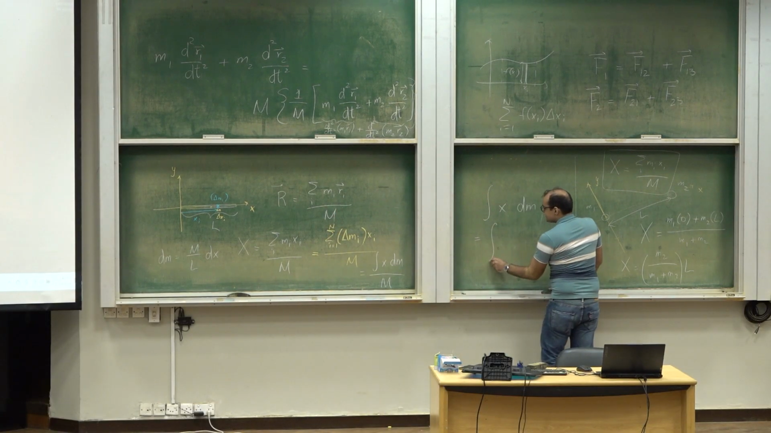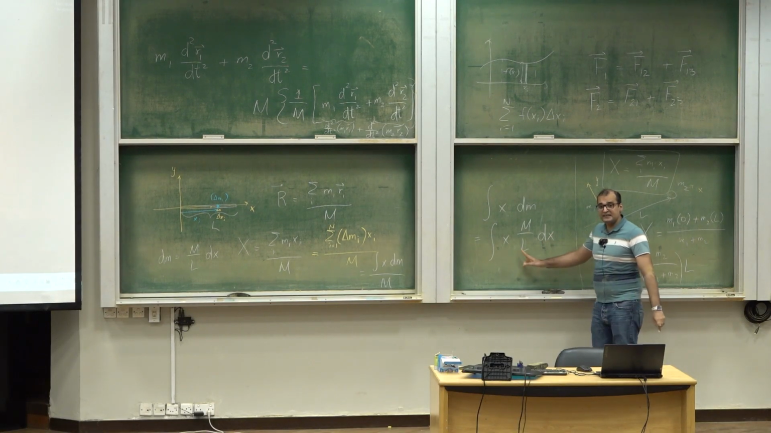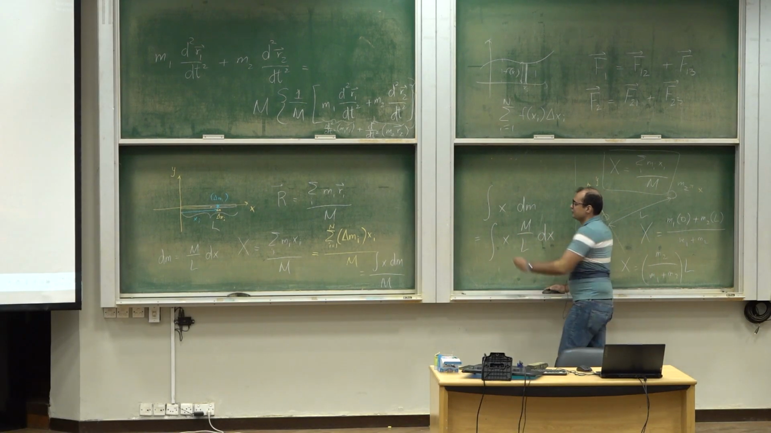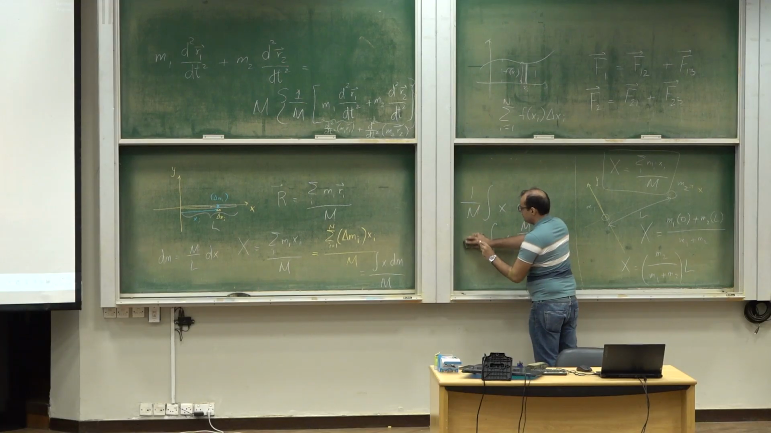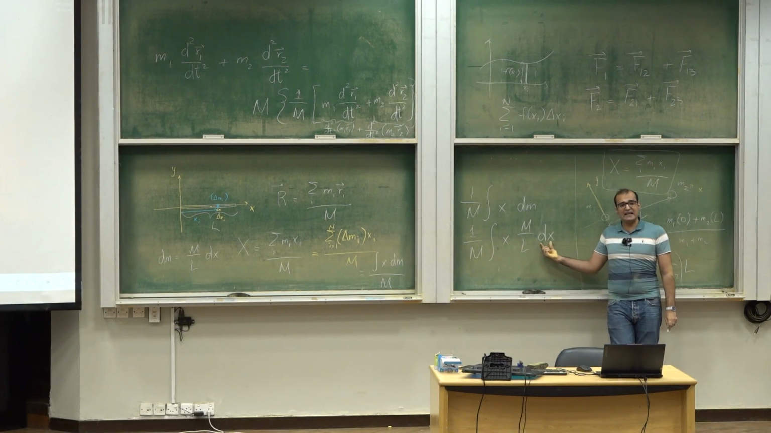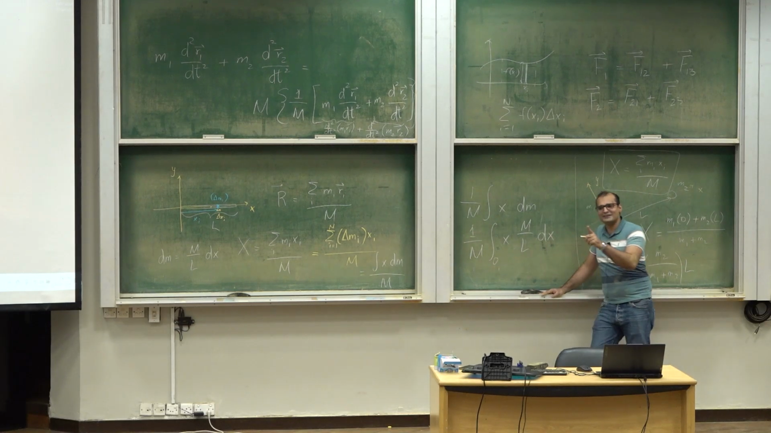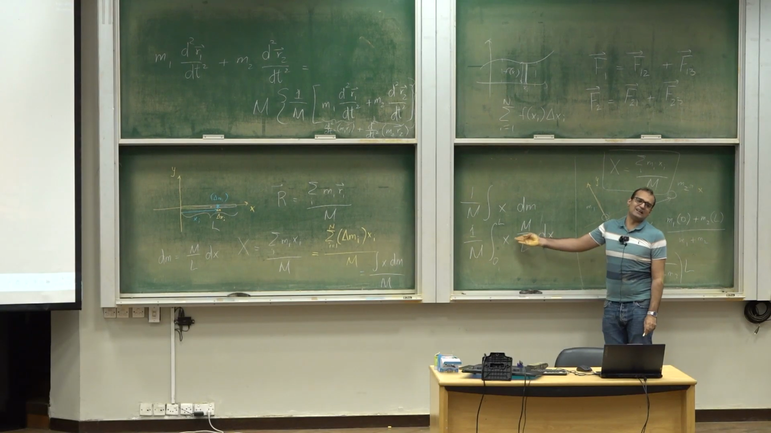So this becomes x times M over L times dx. And now you have to integrate over the whole rod, and of course the 1 over M was outside as well. Integrating over the whole rod means you are integrating over x now. The left end of the rod is at x equal to 0, the right end of the rod is at L.